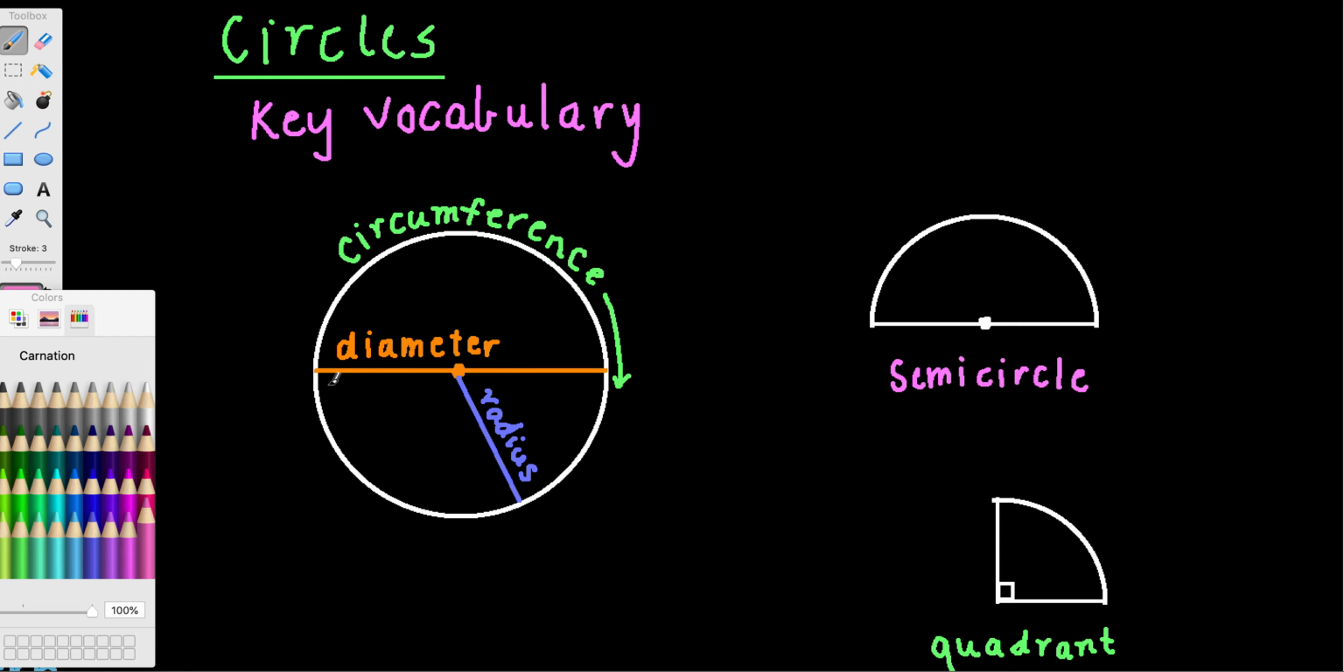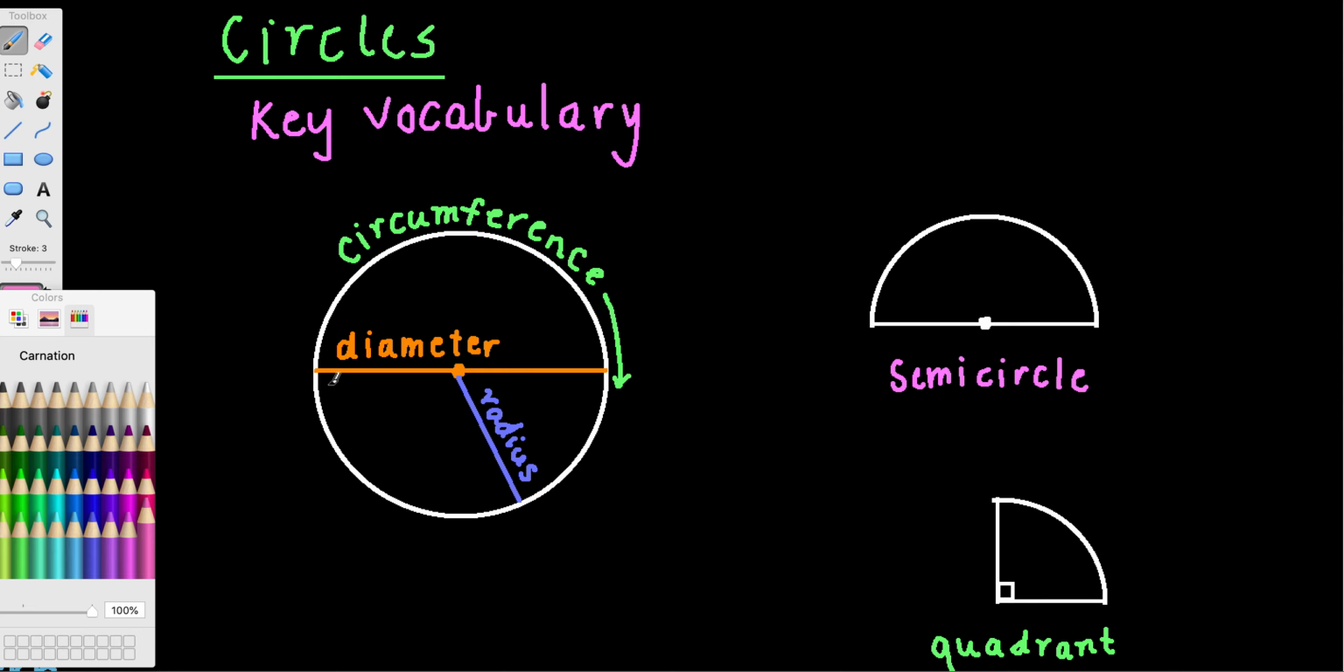So you may not have got exactly the same results, but what you should have found as a class is that every time you did that, the diameter fits within the circumference just over 3 times. So circumference divided by diameter was 3 point something, something, something.